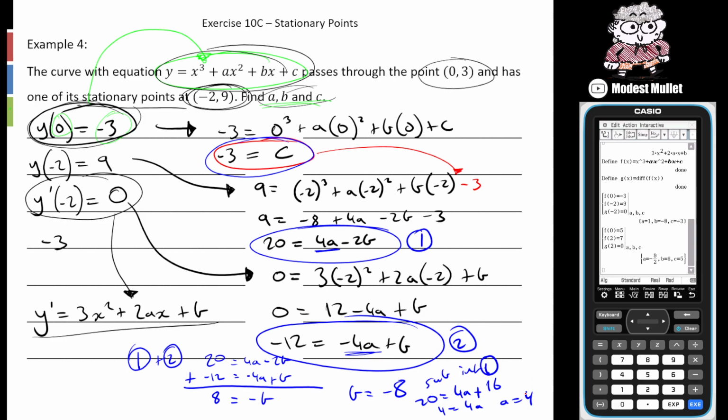A was equal to, what did I write, 4 before? A is equal to 1. 4 equals 4a, divide both sides by 4, a is equal to 1. B was equal to negative 8, correct. C was equal to negative 3, correct.